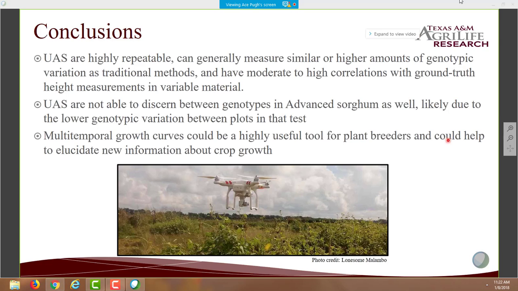Multi-temporal growth curves, as shown, can be a highly useful tool for plant breeders, and they could help to elucidate new information about crop growth. Even if there is no plant shrinkage, it's still pretty informative to know where these crossover events happen, how your genotypes responded to stressors. So I think that as this technology gets used more and more, these techniques are going to be used as a standard practice in breeding programs.